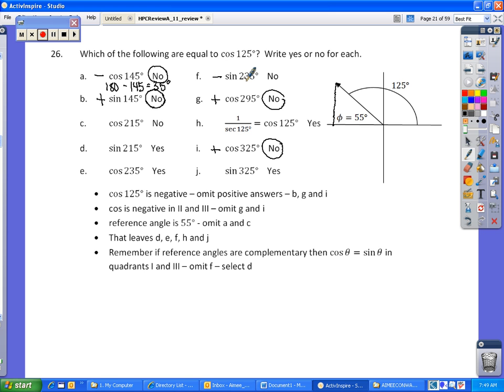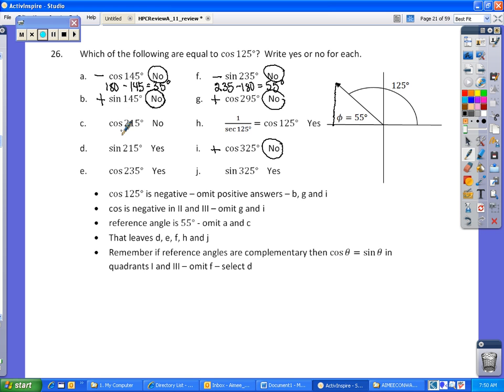For letter F, sine of 235 is in the third quadrant, so I'm going to take 235 and subtract 180. And I'm going to get 55. Now, could the sine of 55 and the cosine of 55 be equal? The answer is no. The reason is the only place where sine and cosine could possibly be equal is at 45 degrees. 45 degrees in the first quadrant, they're equal, and at the reference angle of 45 degrees in the third quadrant, they're also equal. Other than those two angles, sine and cosine will not be equal. So F could not be possible.